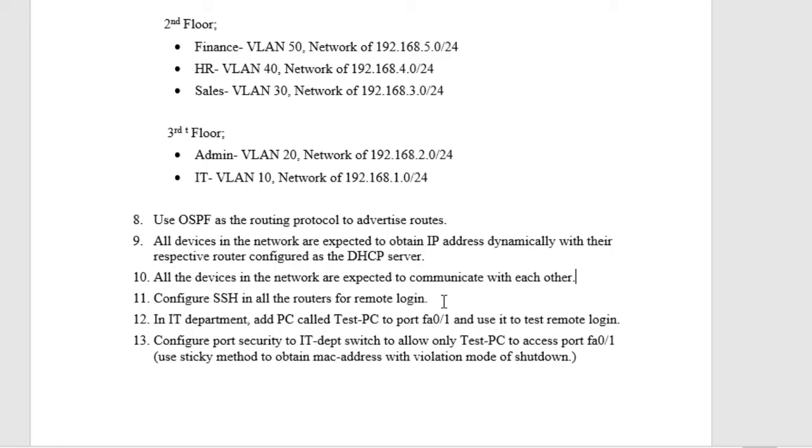Okay, guys, so we are done with everything. We are done configuring everything. To verify our configuration, I'll start from below. Let's verify port security. I'll go to this switch and say do show start. As you can see, interface FA0/2 has VLAN 10, okay? Then it has port security, right? Then the sticky method for obtaining MAC address. Pretty much simple.